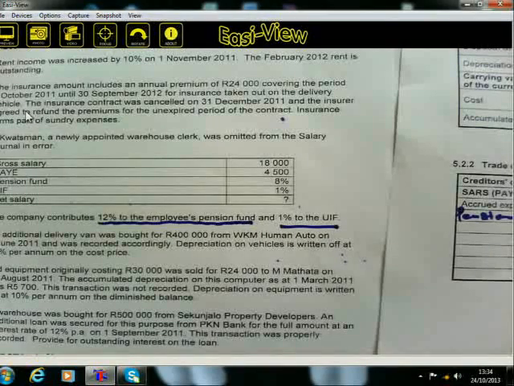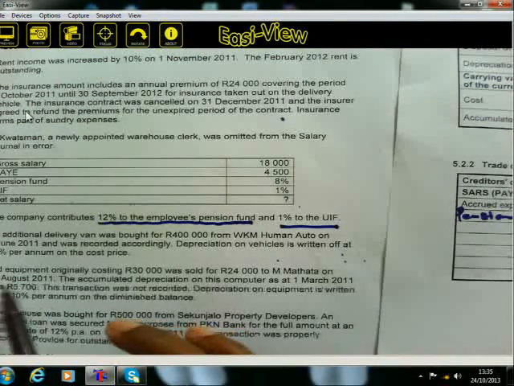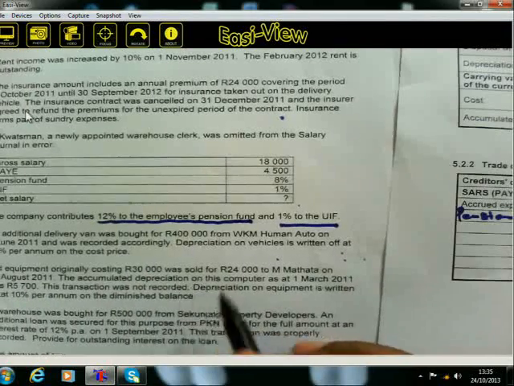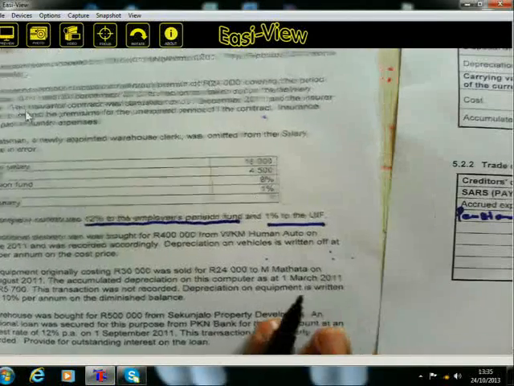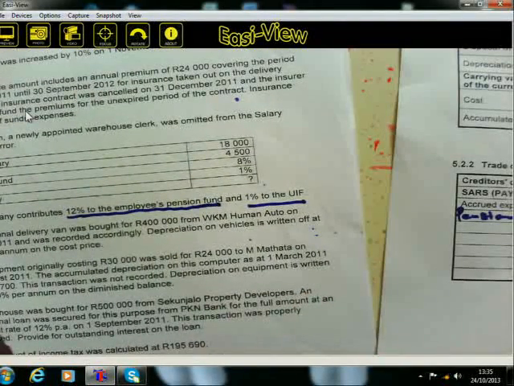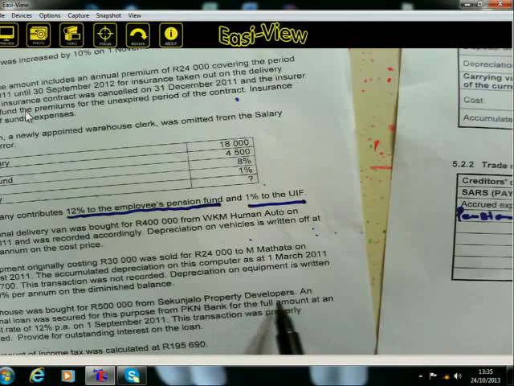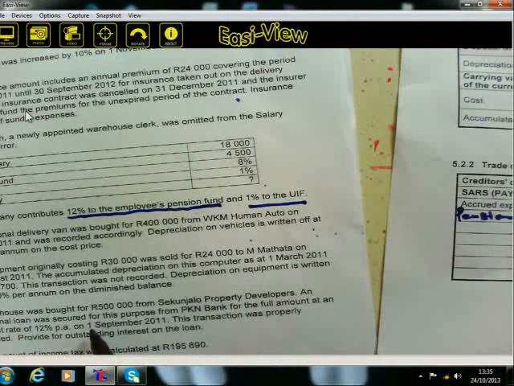Now we go on. We say an additional delivery van was bought. Immediately they talk about a delivery van, that is part of the tangible assets. And then number 11, old equipment originally costing 30,000. We just keep that, it's a part of the tangible assets. Now we come to note number 12. It says a warehouse was bought for 500,000 from Sekunjalo Property Developers. An additional loan was secured.